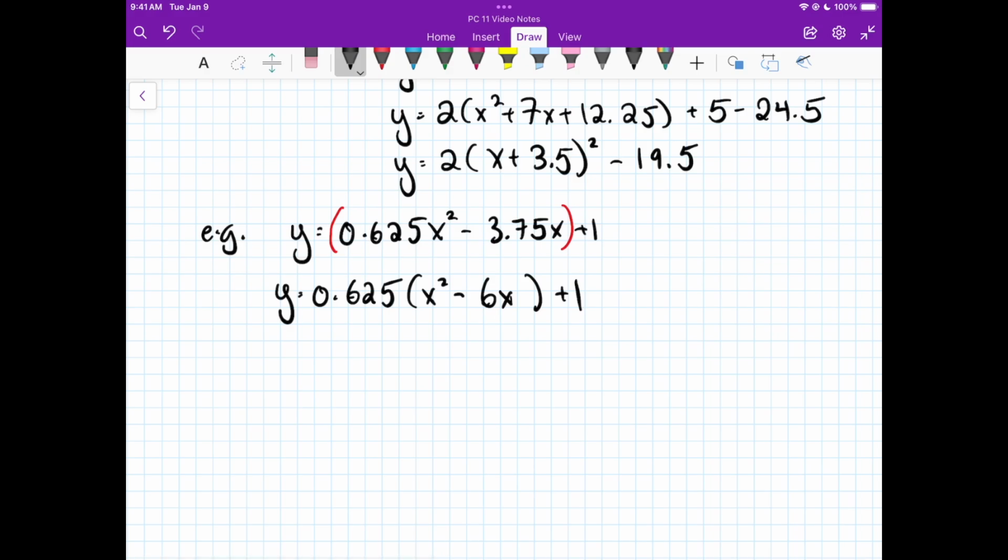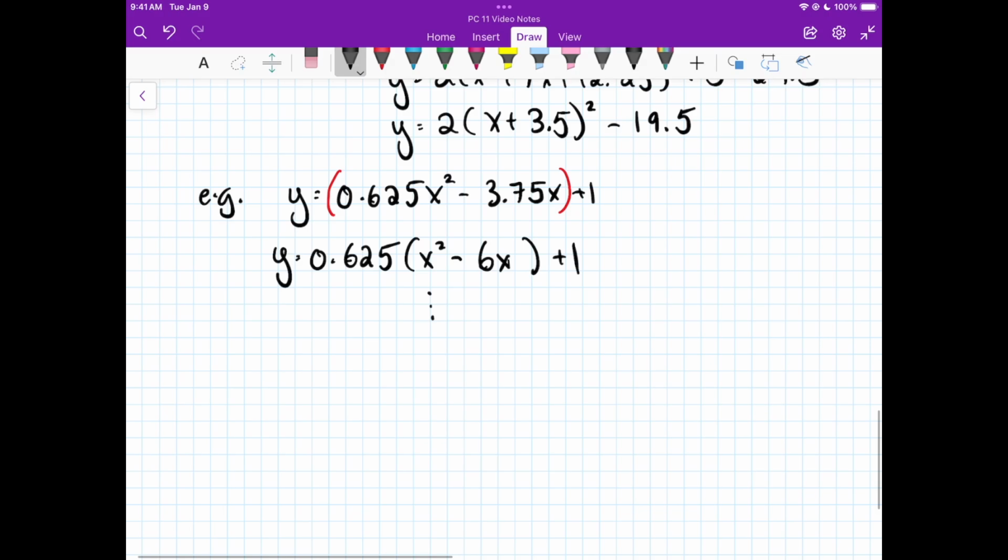So really, I was just trying to show you, if you end up with a decimal out front there, it's not too hard to handle. You just treat it like you would anything else. If you end up going through and working through this one, you'll end up with y equals 0.625, then x minus 3 squared minus 4.625.